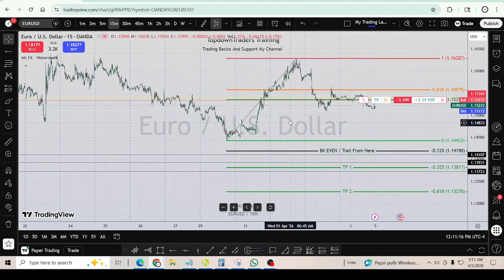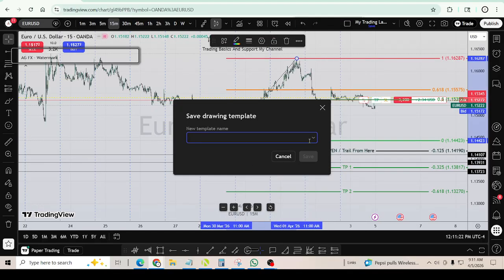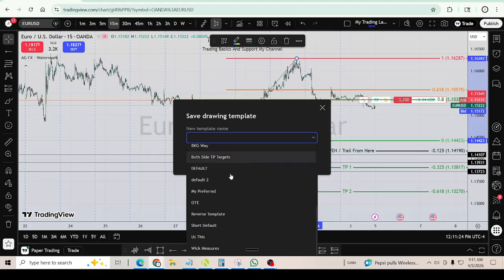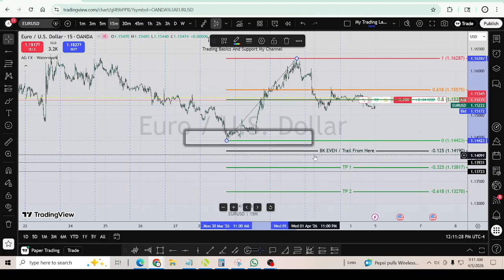Now, this is my custom Fibonacci. I have several of them. Let me resave this one. Save as. This one I have saved as OTE. So hopefully that's saved there.